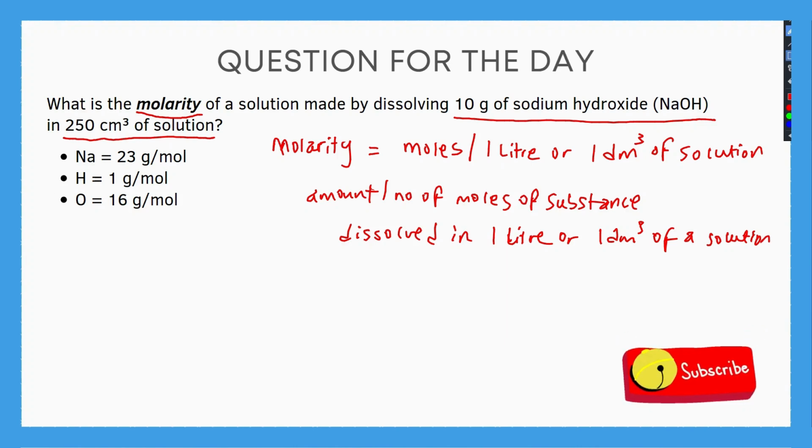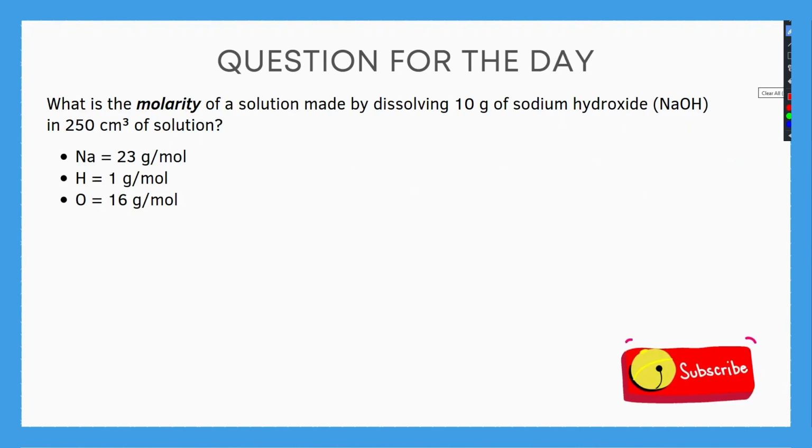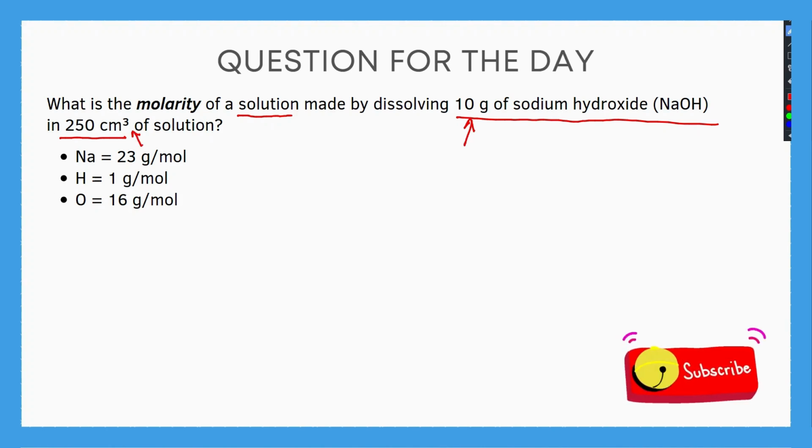So now that we've defined what molarity is, they're asking us a question that, what is the molarity of a solution that was made by dissolving 10 grams of sodium hydroxide in 250 cm³? So they've given us the mass of the solute and they've given us the volume of the solution. Let's find the molarity. First things first, we know that molarity is measured in moles per dm cube, and this was given to us in grams.